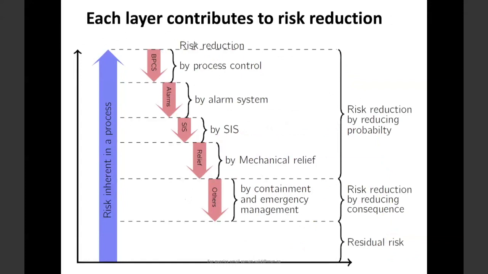So again, what is the basic objective? That we can reduce the risk. Our first layer helped to reduce some risk. The second layer helped to reduce some risk. The safety instrumented system helped to reduce our risk. The mechanical relief valve helped to reduce our risk. And the last, the containment of the material, helped to reduce our risk. We try to keep doing this until we reach our residual risk.